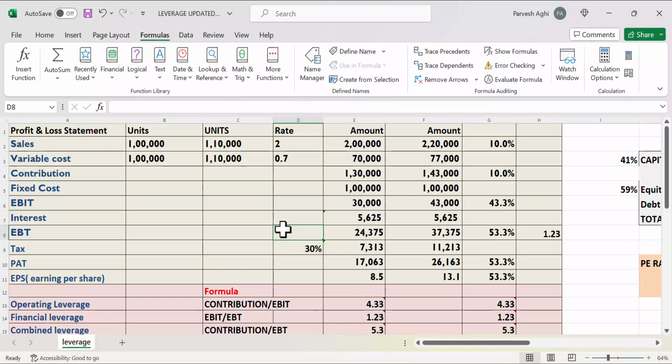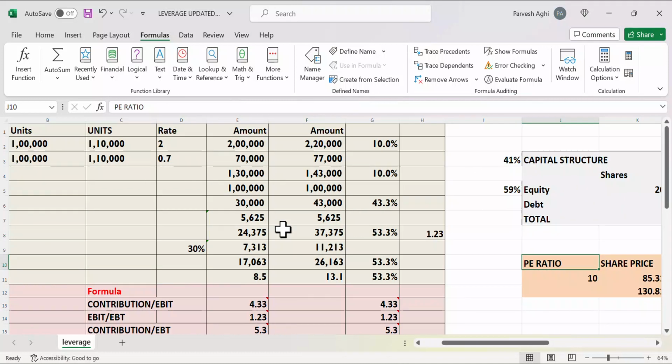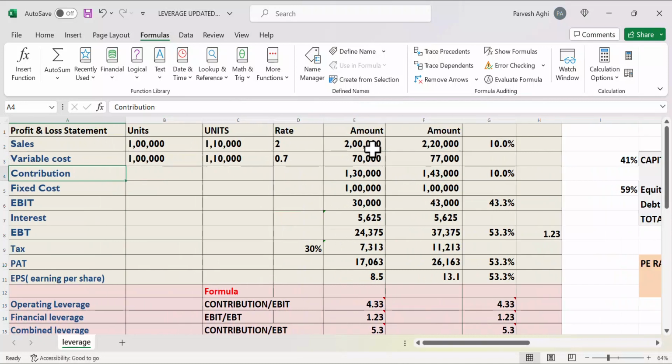Now what happens is the sale of the company goes up from 1 lakh to 1 lakh 10,000 units. Assume that the sale of the company goes up from 1 lakh to 1 lakh 10,000. Now look at the sale of the company, it has gone up by 10%. Isn't it? Yeah, 10% increase. The company's contribution is also going up by 10%. Now look at the fixed cost, it remains the same, because the company is not incurring another fixed cost, because it is only a 10% increase.